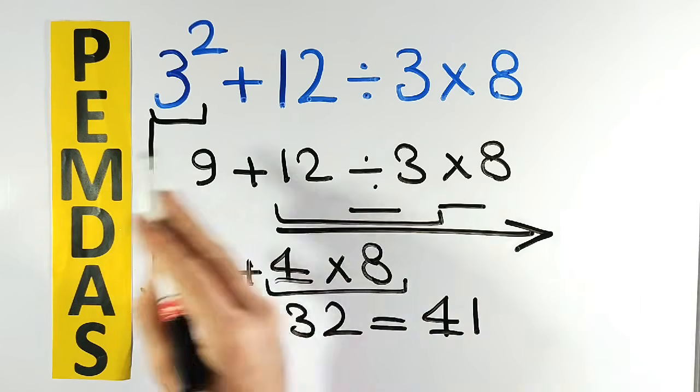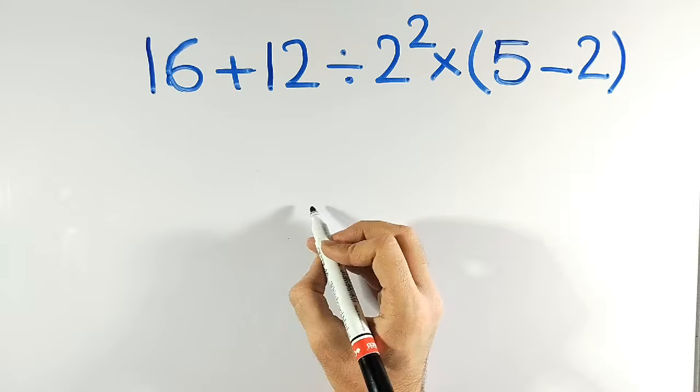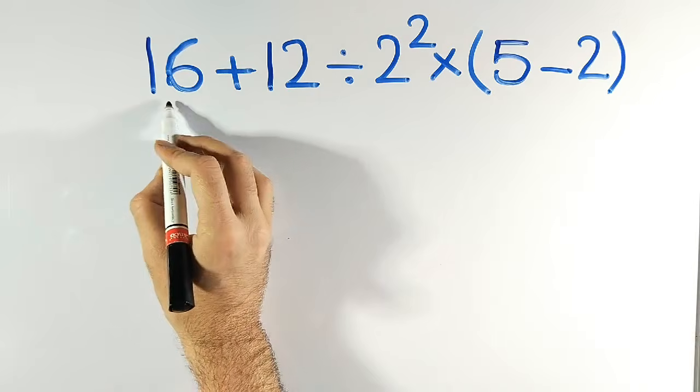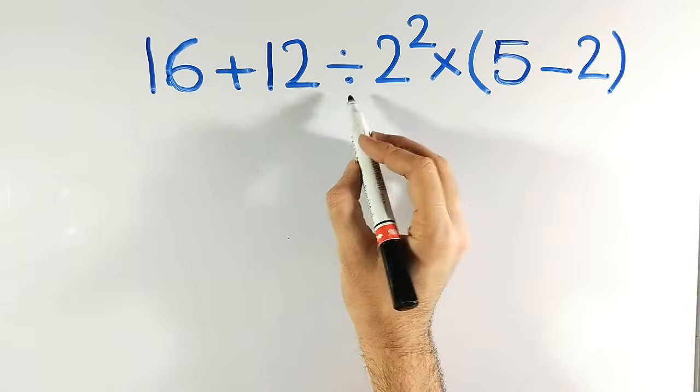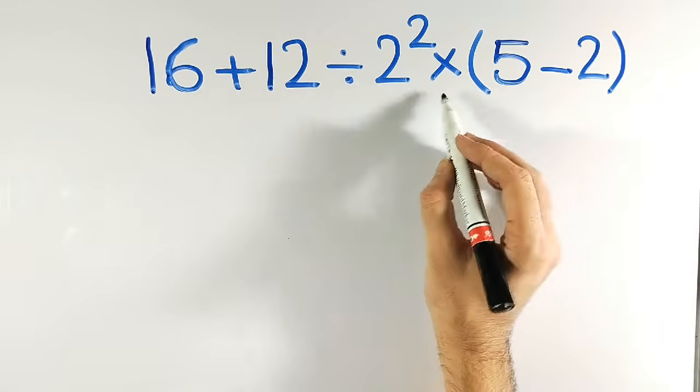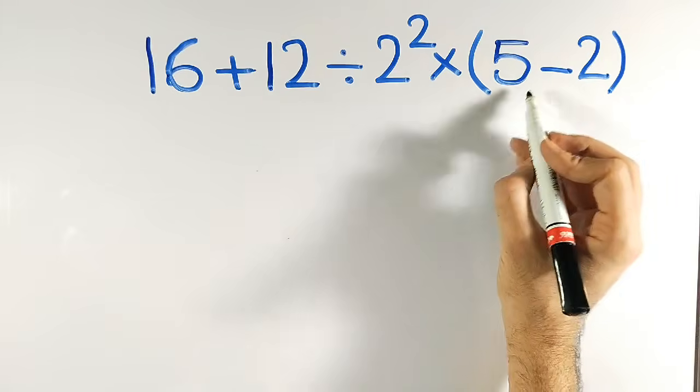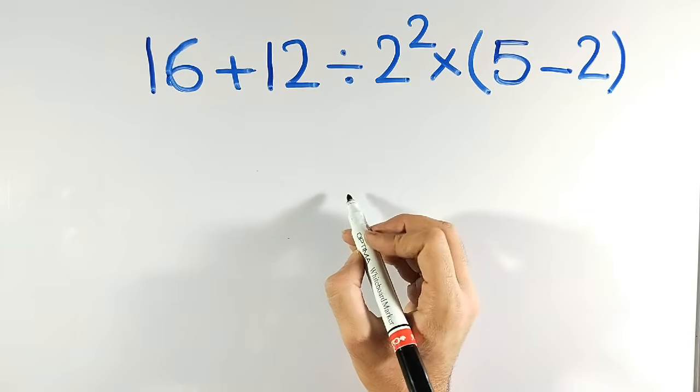Okay, let's solve the final math question together. What is the value of the expression 16 plus 12 divided by 2 to the power of 2 multiplied by open parenthesis 5 minus 2 close parenthesis?